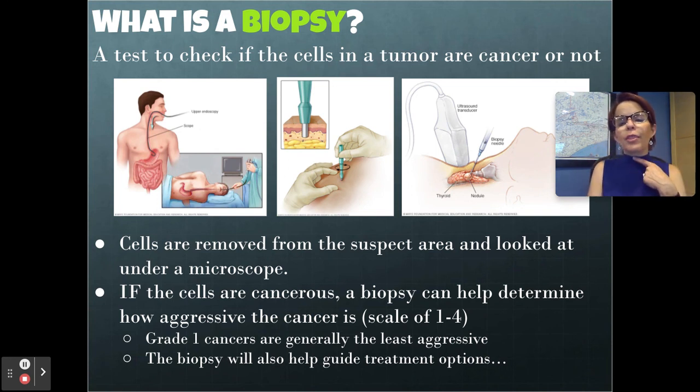In this case, it's on the thyroid. They're using an ultrasound to take a look, and then they stick the needle in and they can see where the needle is. So they make sure they put the needle in the right location. If the cells are cancerous, the biopsy can help to determine how aggressive the cancer is. So cancers are rated on a scale of 1 to 4, 1 being the least aggressive and 4 being the most aggressive. And then the biopsy also helps guide what treatment options.